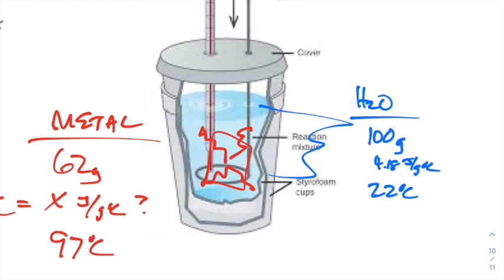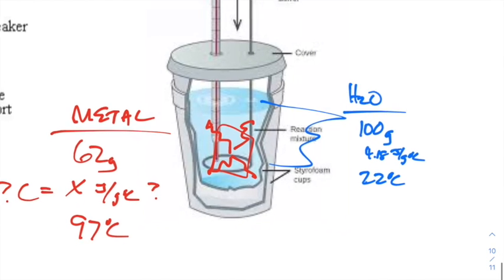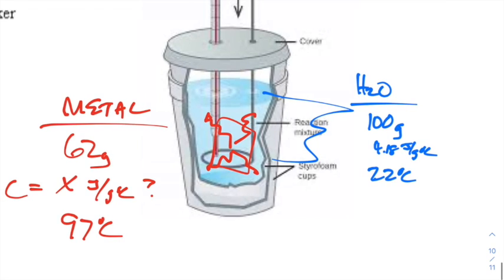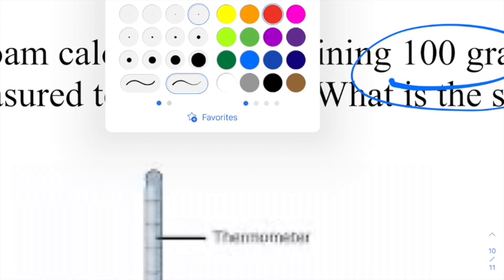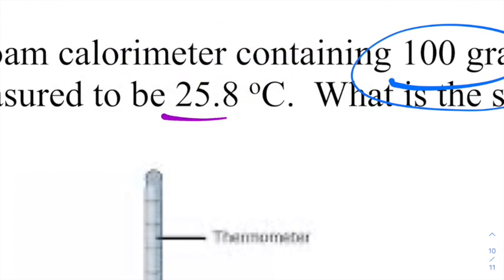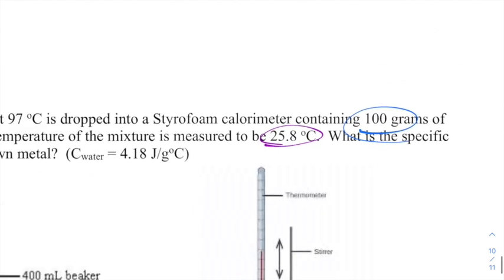And the amount of heat that the metal loses is going to be the same as the heat that the water gains. So the only question is, where does it stop? Because the metal is going to get colder and the water is going to get warmer until they meet somewhere in the middle. And the problem quite clearly said that they meet in the middle at 25.8 degrees Celsius.